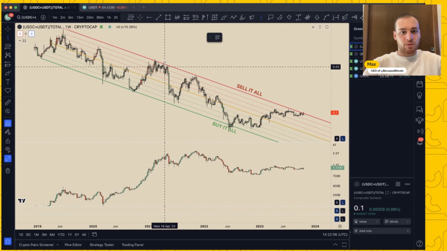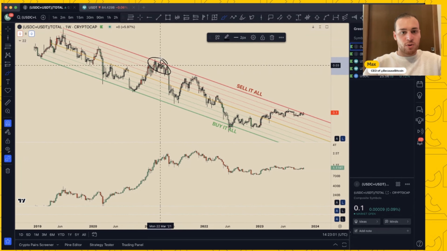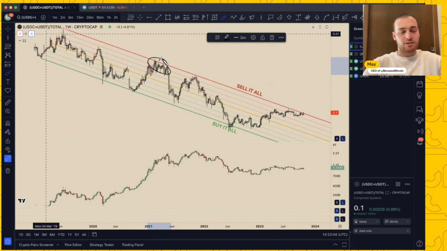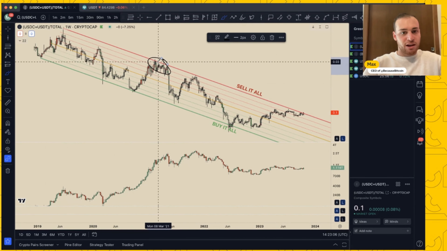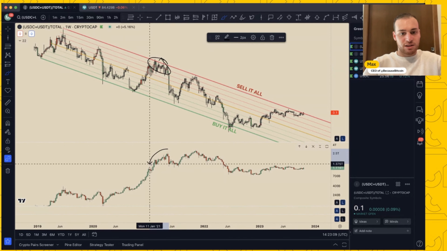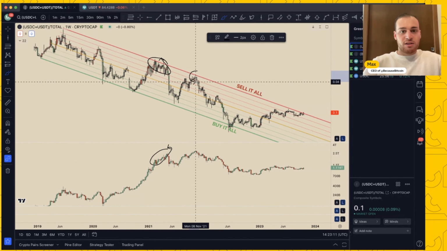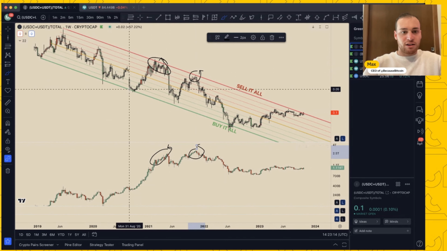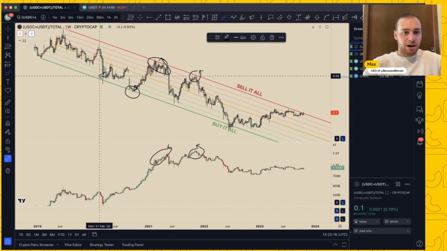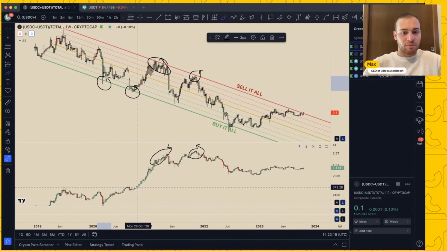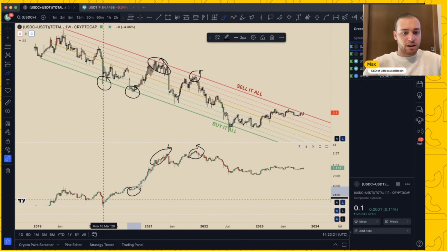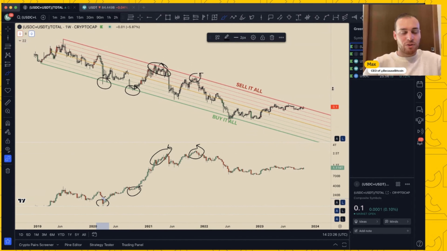So we'll just quickly look at it, marking out previous tops when this channel, the USDC and USDT as a ratio against the total, reached this top line. It was basically the top. It was the distribution over here. Second top over here. Actually, we can do bottoms too, right? These two bottoms, whenever we hit the buy it all line, the bottom line, right before the last bull market, and then also the COVID capitulation, and even going further back, right, where the channel first began, which is very interesting. We had this top formed here.